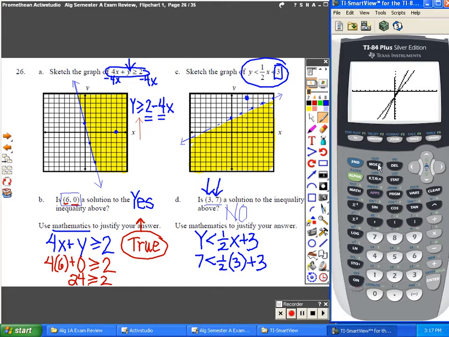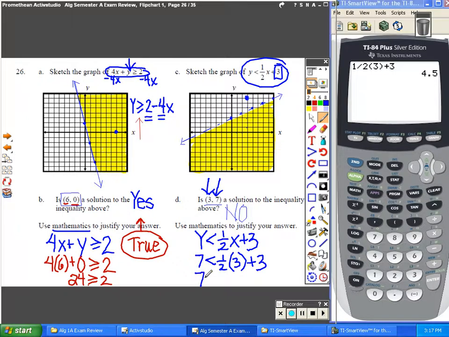Second quit. 1/2 multiplied by 3 plus 3. And I got 4.5. Is 7 less than 4.5? No. This is a false statement. 7 is greater than 4.5, so this is false, which is why mathematically I can write no on that line right there.